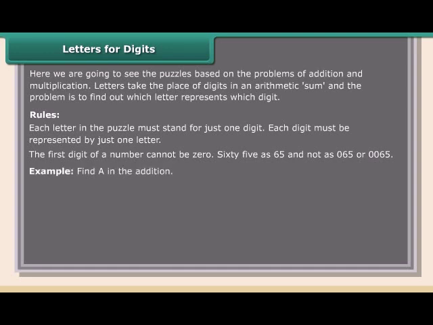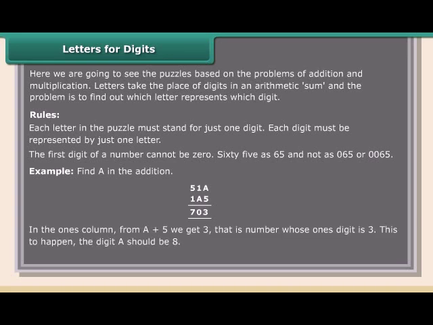Example. Find A in the addition 51A plus 1A5 is 703. In the ones column, from A plus 5 we get a number whose ones digit is 3. For this to happen, the digit A should be 8.